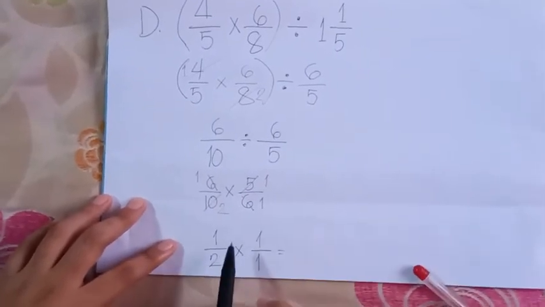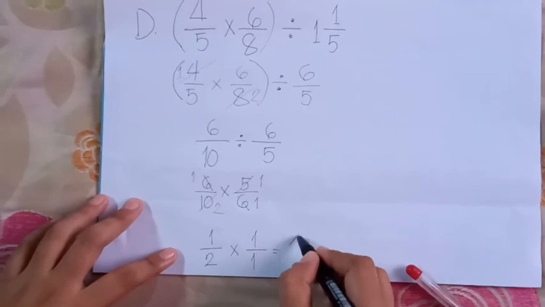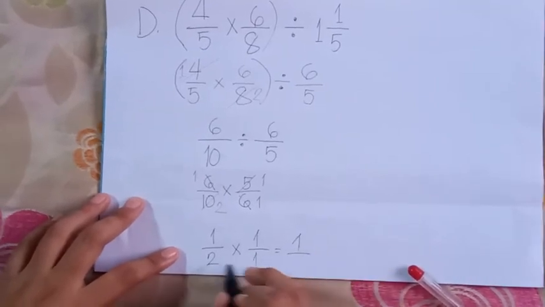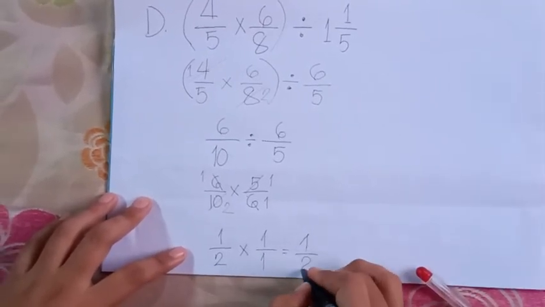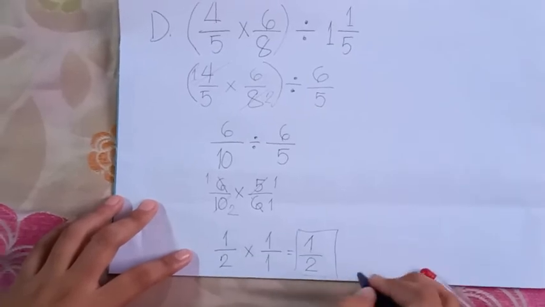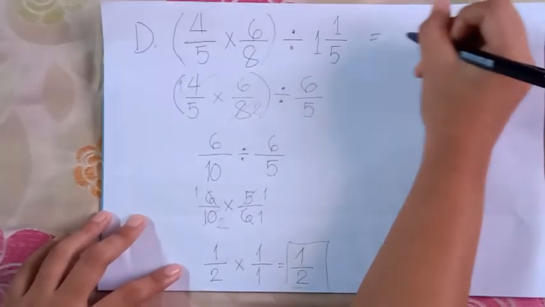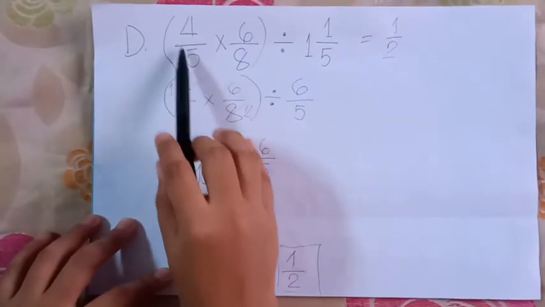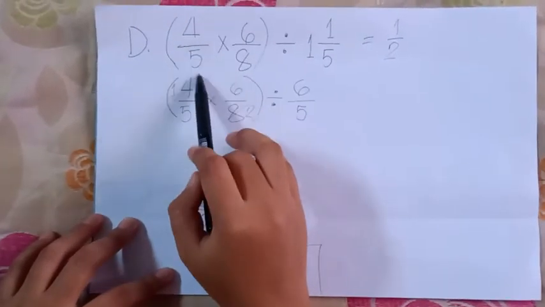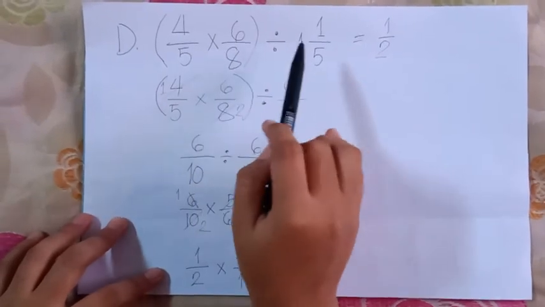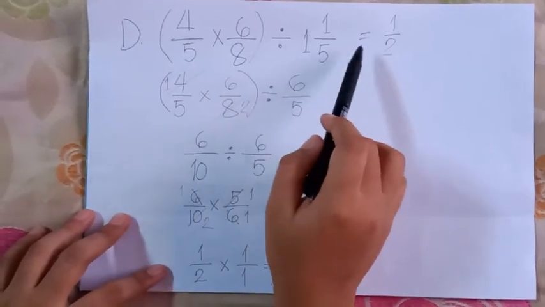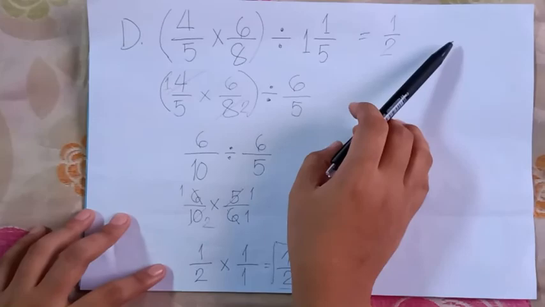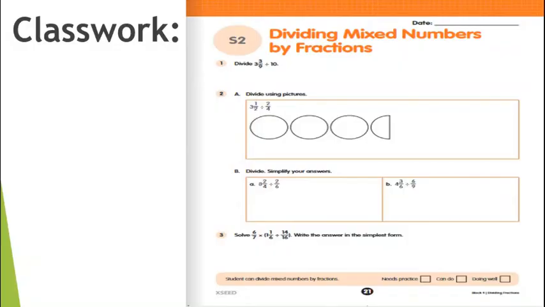So we need to multiply directly. 1 times 1 is 1. 2 times 1 is 2. So the answer for this letter D is 1/2. So we can see that the quantity of 4/5 times 6/8 divided by 1 and 1/5 is equal to 1/2.